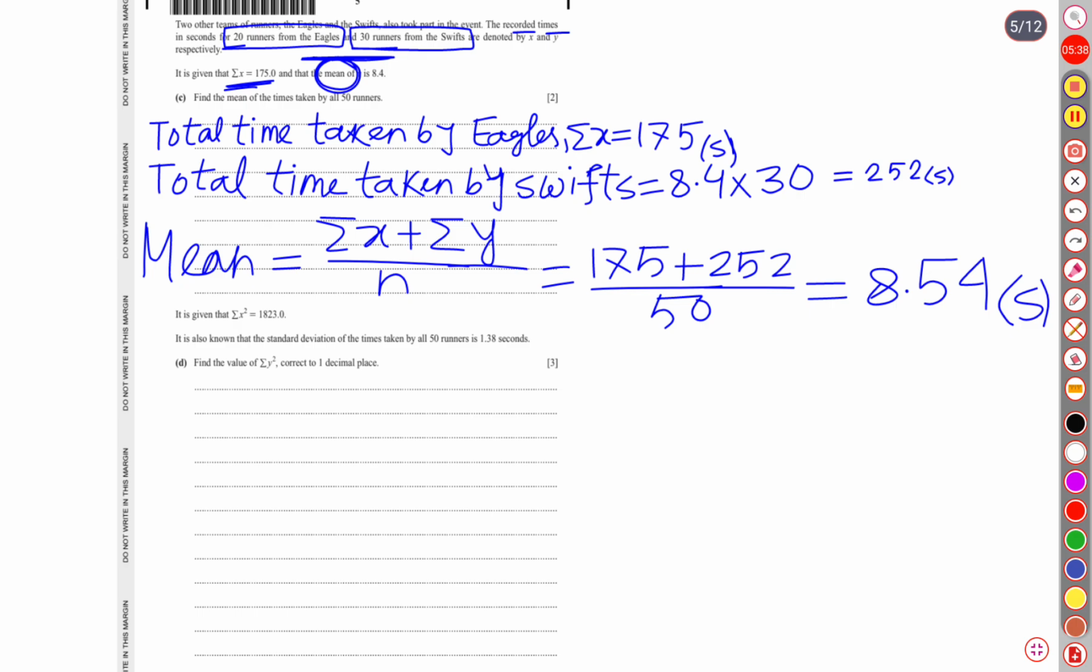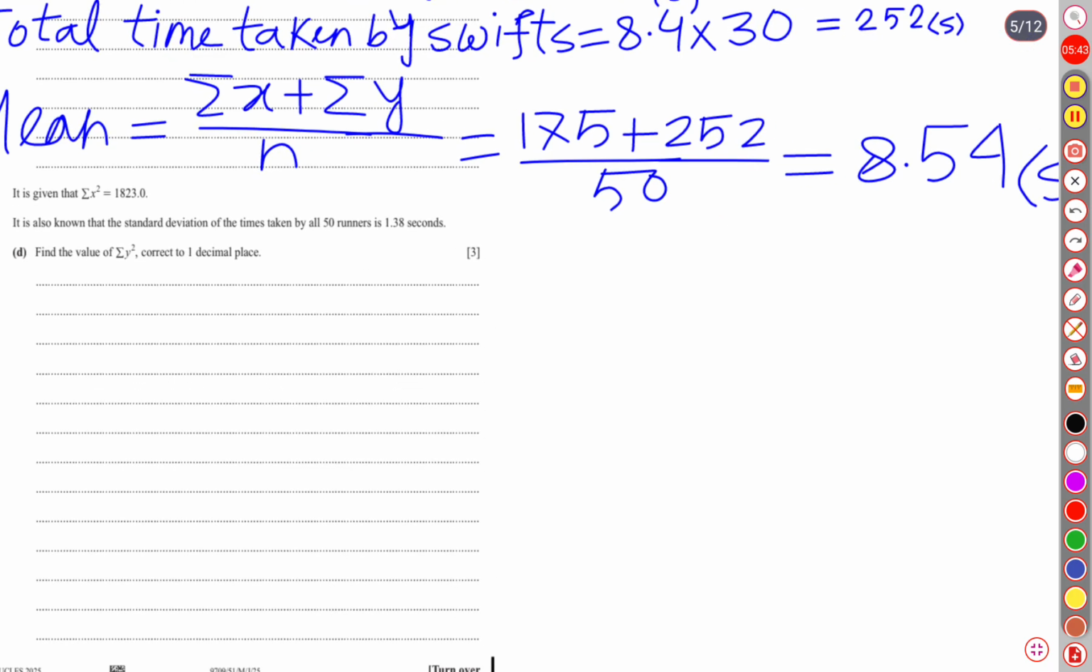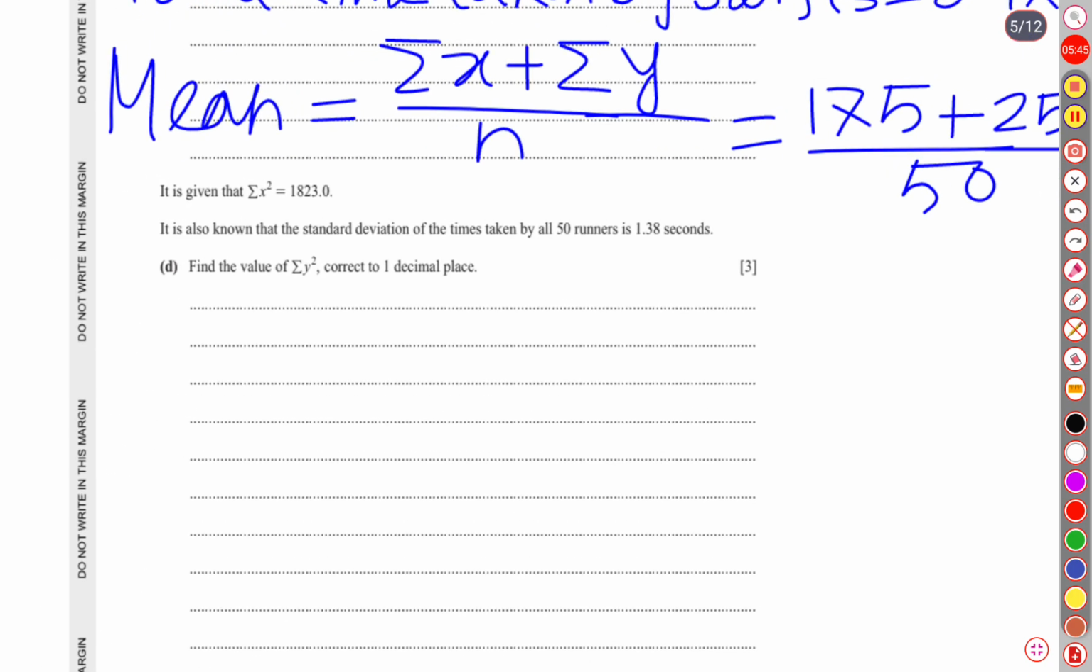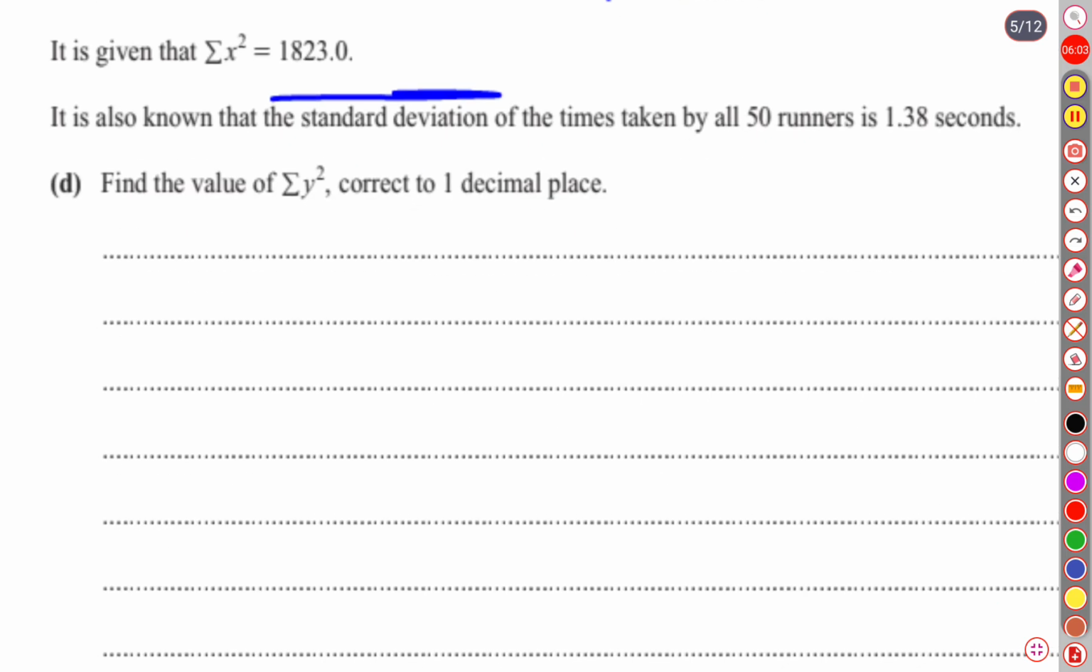Let's see the next question. The next question says it is given that sum of x squared is 1823. It is also known that the standard deviation of the time taken by all 50 runners is 1.38. So standard deviation is given. Let us start with standard deviation. Standard deviation is 1.38.